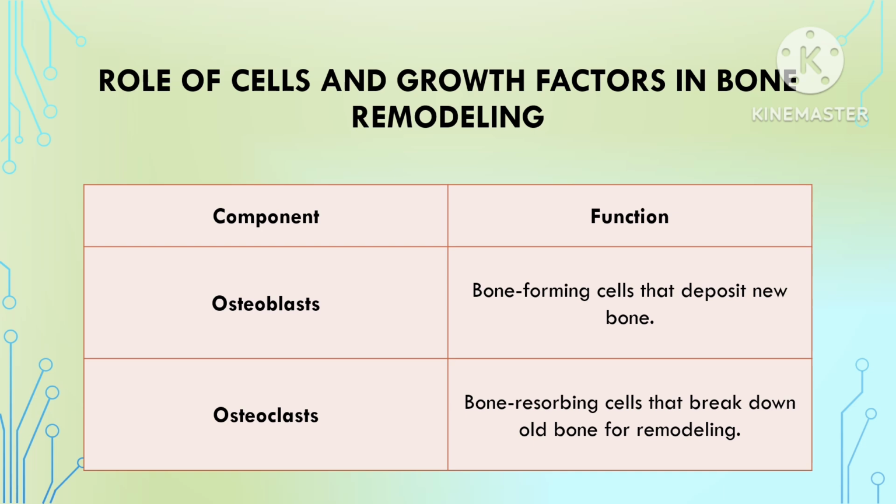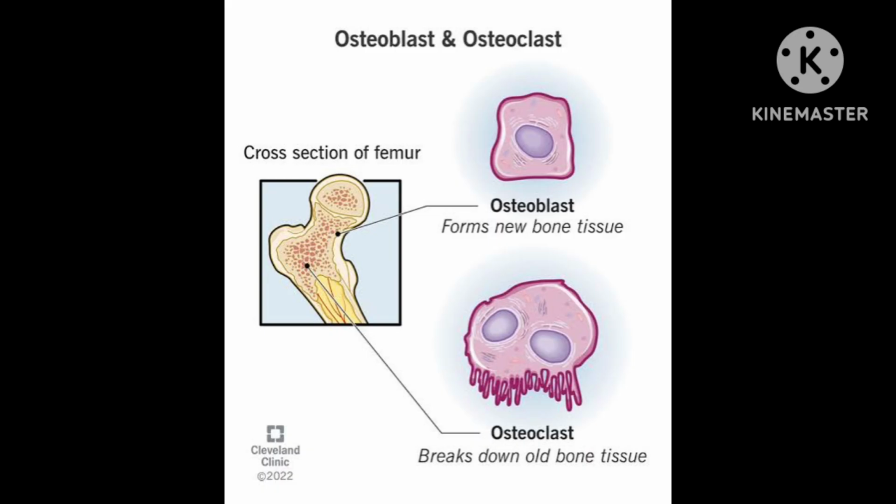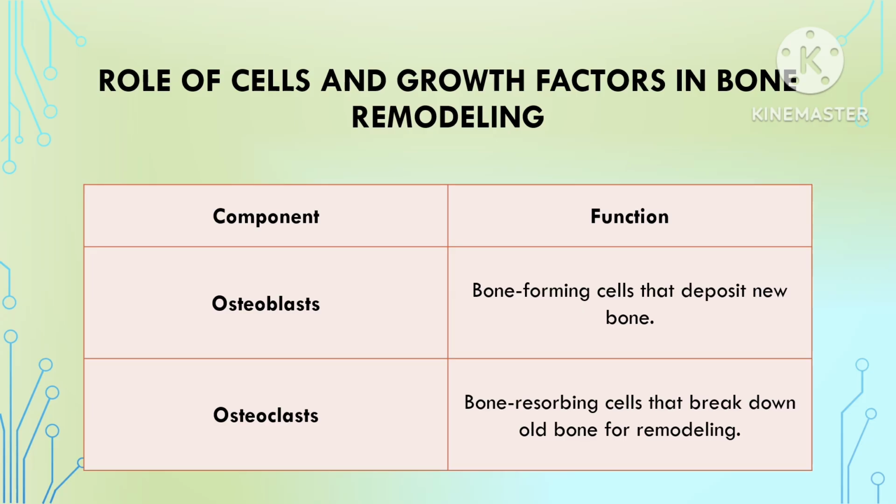Remodeling of the alveolar socket is driven by two key types of bone cells. First is osteoblast and osteoclast. Osteoblasts are the bone forming cells, and osteoclasts are the cells that break down the old bone, allowing for reshaping and adaptation.